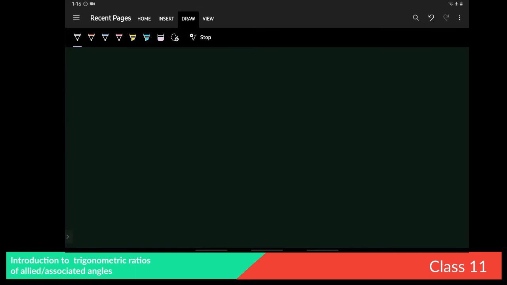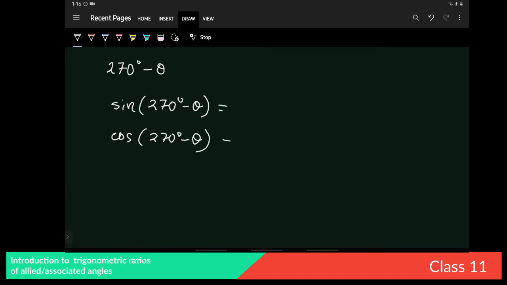Now it is 270 degree minus theta. So we will discuss the trigonometric ratios of the angle 270 degree minus theta. So what will be sine of 270 degree minus theta, cos of 270 degree minus theta? See, I am making the quadrants. It is x prime, y prime, and it is origin.